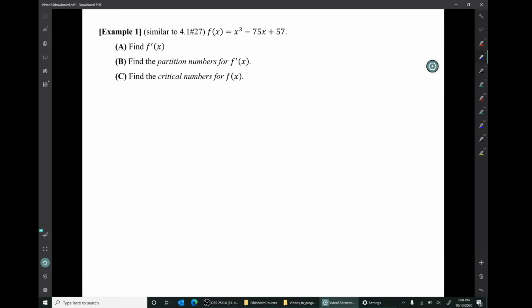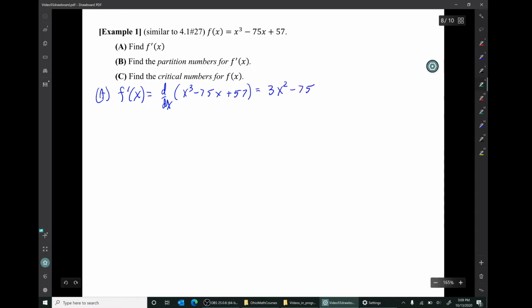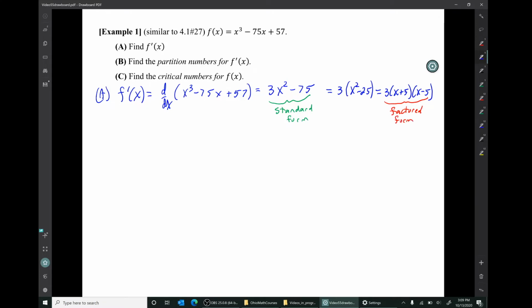All right, example 1. This is similar to 4.1, number 27. F of x is this cubic polynomial. Question A, find f prime of x. So there I've found the derivative, and notice that I went ahead and factored it because we know that in question B, when we're finding the partition numbers for f prime of x, we're going to want to set the derivative equal to 0 and solve for x. So for that, it'll be useful to have the factored form.